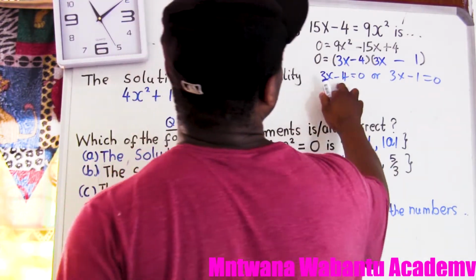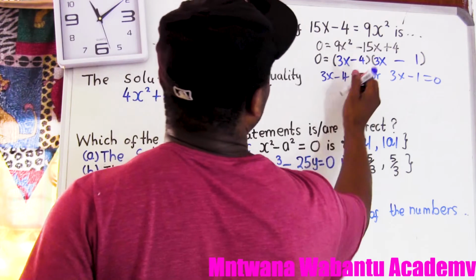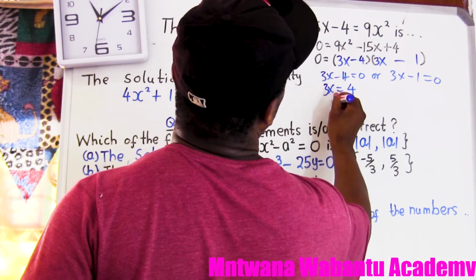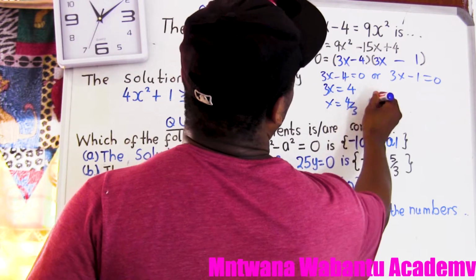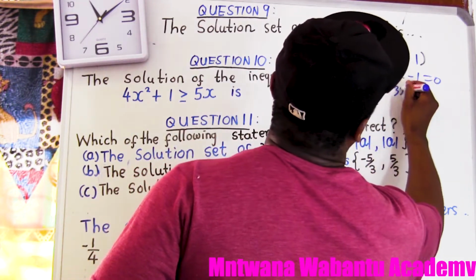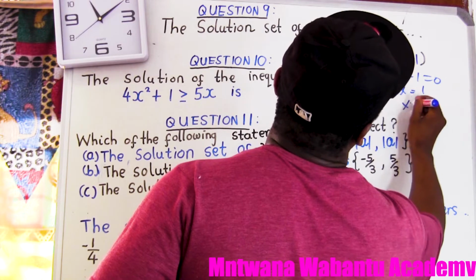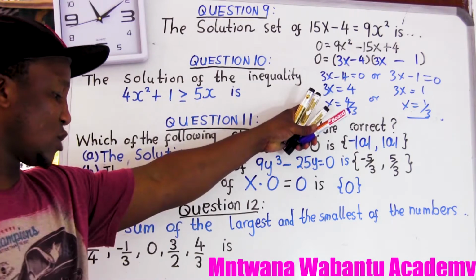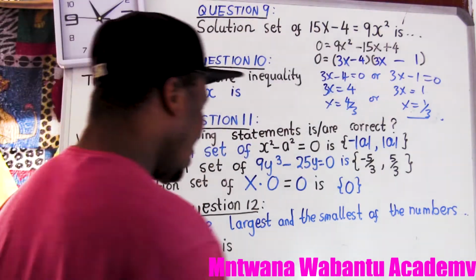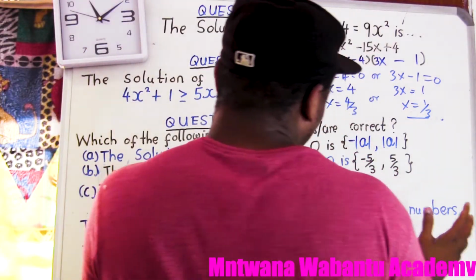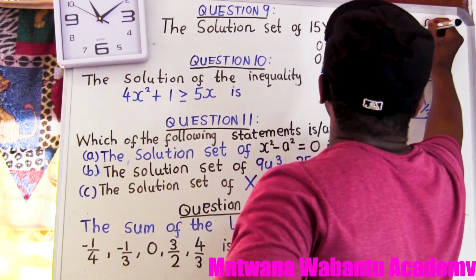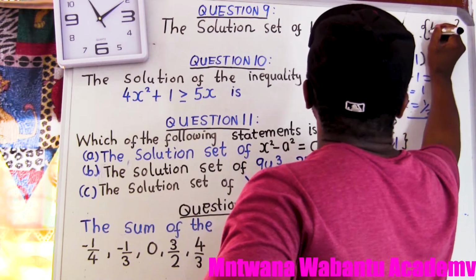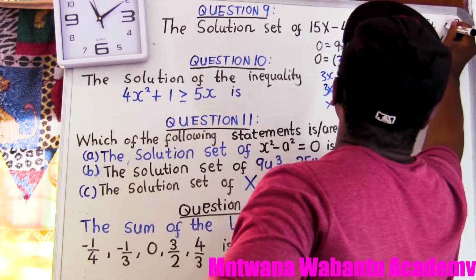Okay, so now this is going to go over. Let's go step by step. This goes over and becomes 3x equal to positive 4, divided by 3, x equal to 4 over 3. Or now this is going to be 3x equal to 1, divided by 3, so x equal to 1 over 3. So you got your x's already. So these are your solution sets. Your solution set, meaning start from the smaller to the biggest, you write your curly bracket like this, and then write the first one, 1 over 3, and then the second, 4 over 3.